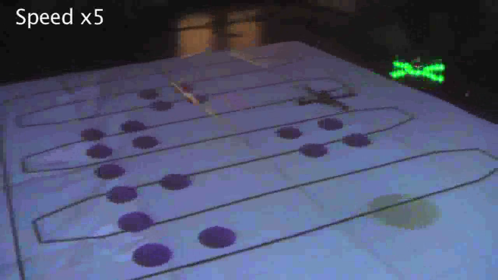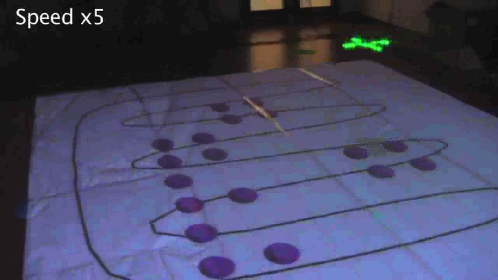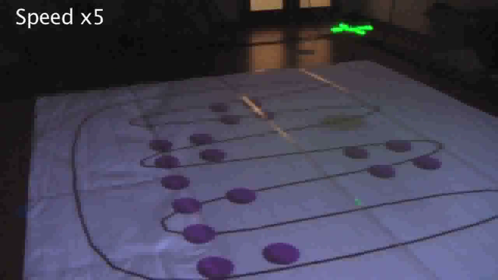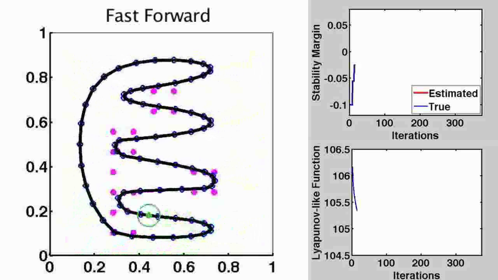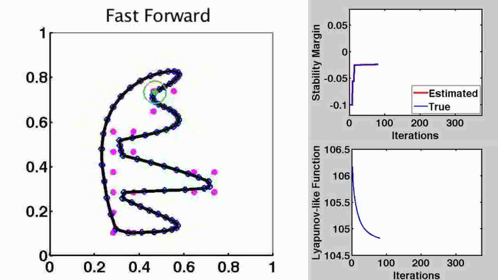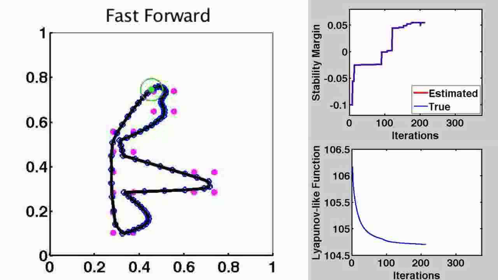What you are seeing now is the robot using our designed controller in order to shape its path to cover the dynamic regions of the environment, which are represented by the purple dots. The plots on the right show the stability margin of the persistent sensing task being locally maximized and our Lyapunov-like function being locally minimized by the action of our controller.